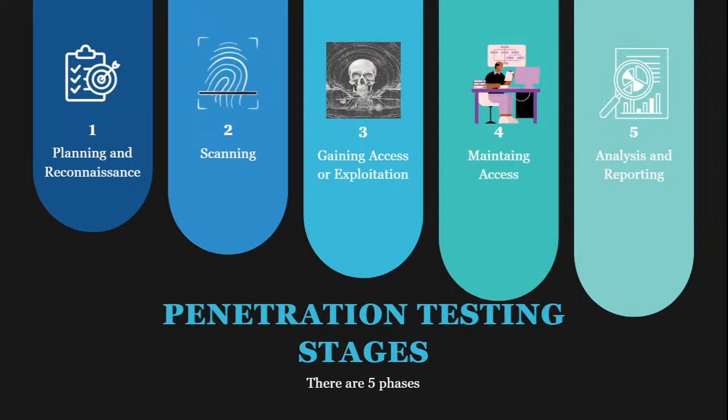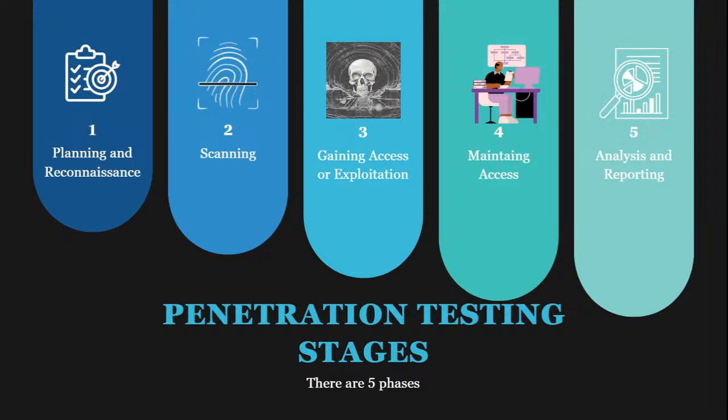And if you are able to see the screen, in penetration testing also we have five stages, but the first and the last stages are changed. Planning and reconnaissance is your first stage. Second, you have scanning. Third, gaining access, or you can also say exploitation. Fourth, maintaining access. And last, we have analysis and reporting. Instead of clearing tracks, we have analysis and reporting, because here we are not going for the ethical hacking phases but for penetration testing.